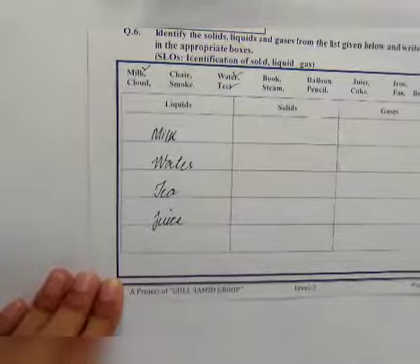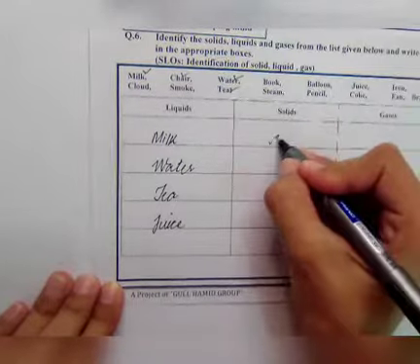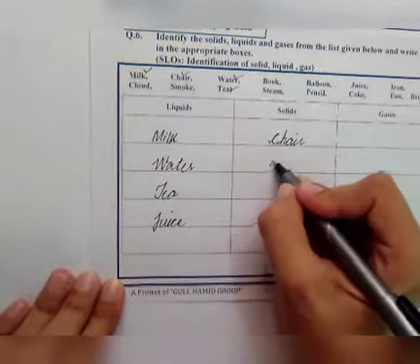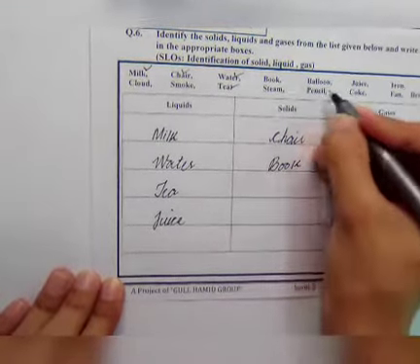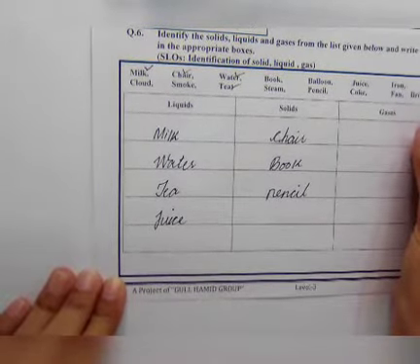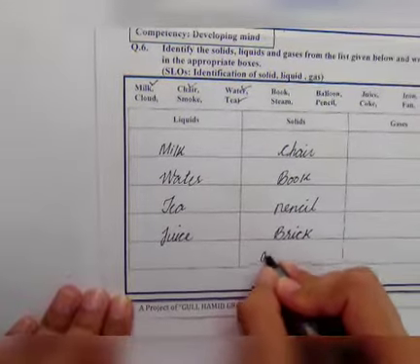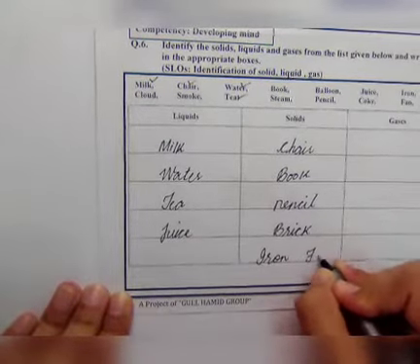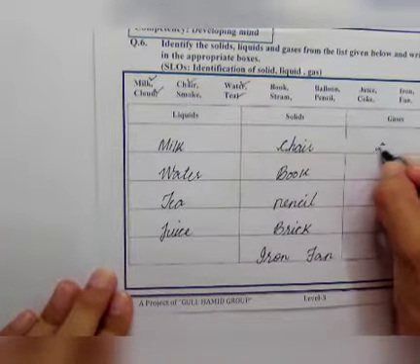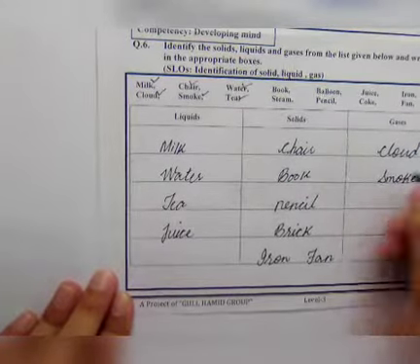Okay. Next, move toward the solid. Here, chair is a solid because it has fixed shape and size. And the next one is book. And next is pencil. And the last one is brick. Iron. And fan. And the gases here: cloud, smoke, steam.